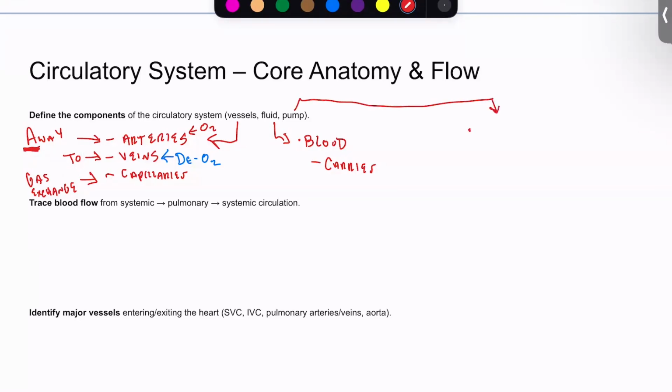And then lastly, we got the pump. So the pump is obviously going to be the heart. So that's the muscular organ that whenever it contracts, it generates enough pressure to allow the blood to move. And so it ensures continuous forward flow throughout both the systemic and pulmonary circuits.